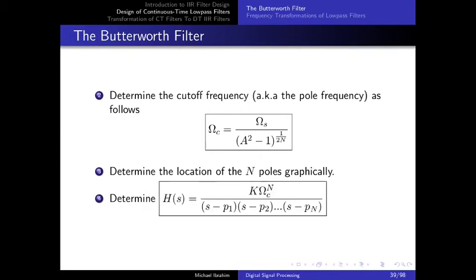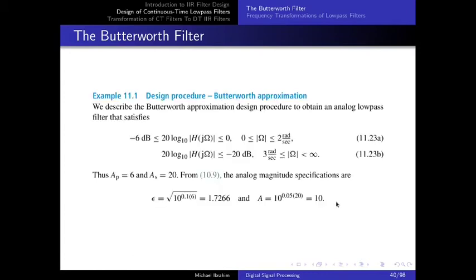Once we know all of this, we can plug all the poles into this equation h of s in order to get the transfer function of a Butterworth filter that satisfies the specification we have started with. So here let's try to apply what we have learned so far to an example.